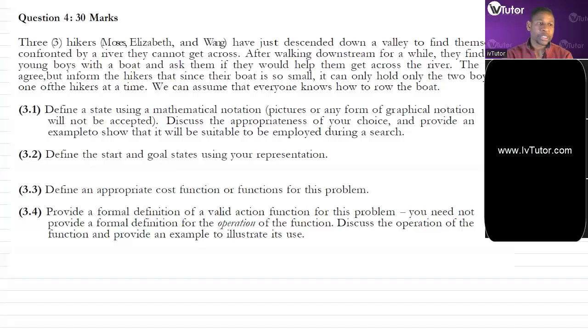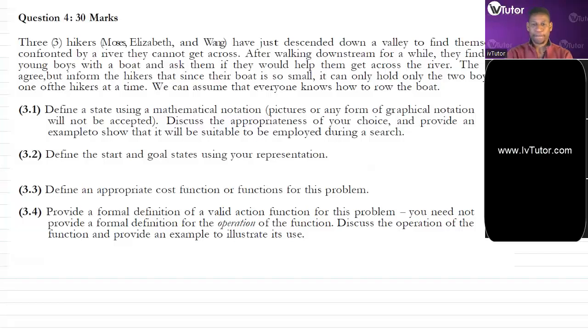Right. Agree, but inform the hikers that since their boat is so small, it can only hold 2 of the boys or 1 of the hikers at a time. Yes, so if one of the hikers goes across, the constraint is he can't come back to pick up the boys, because if he rows back, he has to get out again. Right. So there's no one who's bringing back the boat.